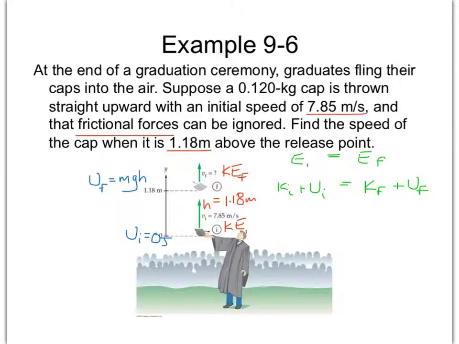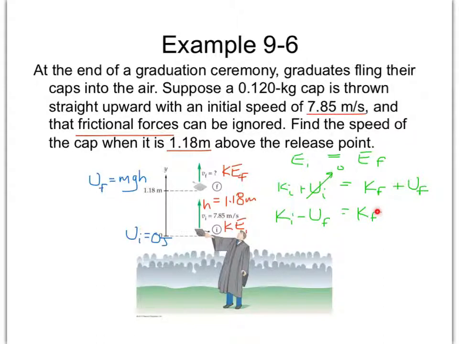Well, part of the good news is that the initial potential energy goes away right away because that's 0. And the speed that we're looking for, the final speed of this cap when it's at this point right here, is wrapped up in that kinetic energy final. So let's just subtract this potential energy final over there. So we say K initial, minus U final equals kinetic energy final. Okay? So we're still solving for speed, and speed or velocity is wrapped up in there.